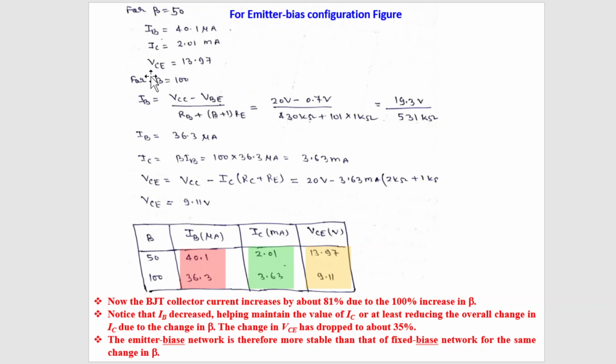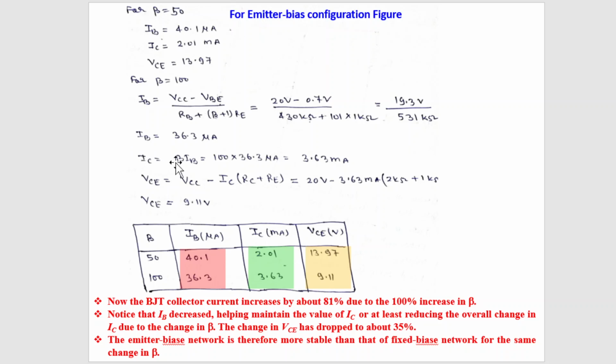Now for beta equal to 100. Because IB depends upon beta, IB will also change. IB is equal to VCC minus VB divided by RB plus beta plus 1 times RE. Substituting, 20 minus 0.7 divided by 430 kilo ohm plus 101 into 1, that is 531 kilo ohm, which is 19.3 divided by 531 kilo ohm. That gives 36.3 microampere. So IB is 36.3 microampere.